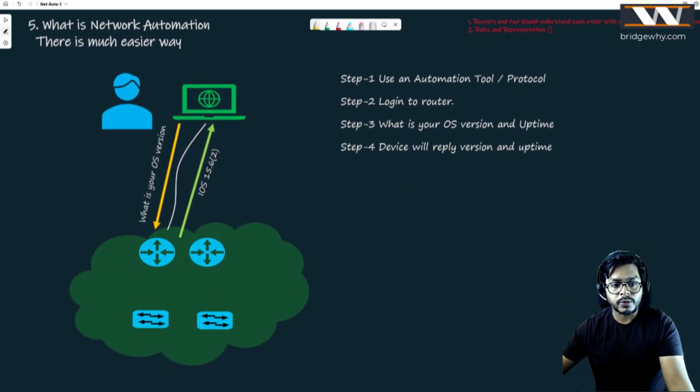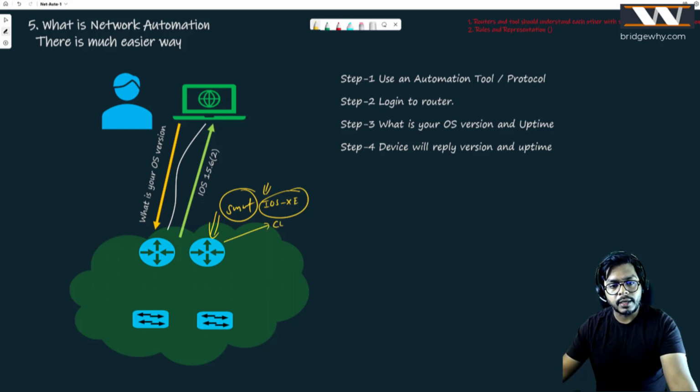Now this router is becoming smart, not on its own, but the developers of these routers, whoever are writing the IOS code or IOS XE code, right? They are making this router smarter, right? How? They are saying that now, apart from the CLI, we are going to give something more to the user so that he can do his job.